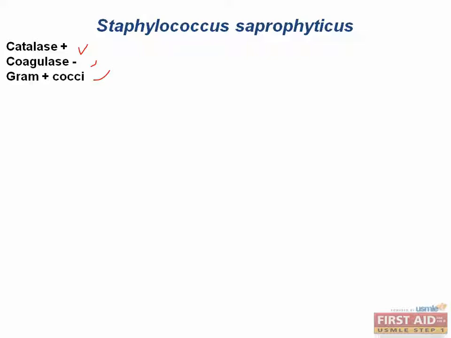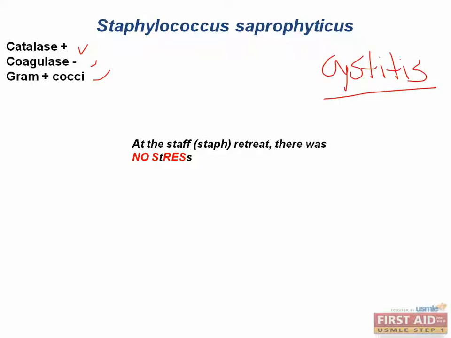Remember, at the staph retreat, there was no stress. So saprophyticus is resistant and epidermidis is sensitive. The key thing I want you to know about staph saprophyticus is that it is a very common cause of uncomplicated cystitis. In fact, it is the second most common cause behind which gram-negative rod? The answer, E. coli.